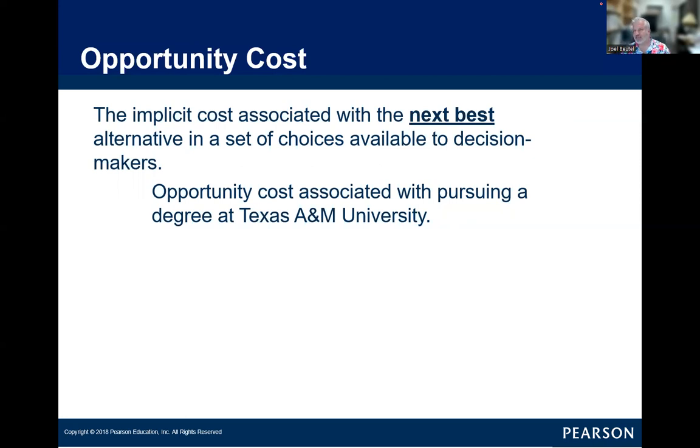So let's say that instead of Texas A&M, you got into University of Colorado, right? And Boulder. And so you could have gone there. So the cost associated with going to Texas A&M is that you now no longer have the time or resources to go to a different campus, right? That's one way of thinking about this.